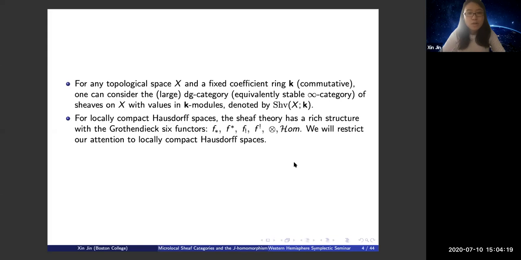And then for locally compact Hausdorff spaces, the sheaf theory has a very rich structure. So you have the Grothendieck six functors. You have the pullback of sheaves, and then its right adjoint, which is push forward. And then you have the dual version. We have the upper shriek pullback, and then you have the left adjoint, which is lower shriek push forward, sometimes called push forward with proper support. And then you have the tensor and the internal hom. So we will pay our attention to locally compact Hausdorff spaces unless otherwise specified.